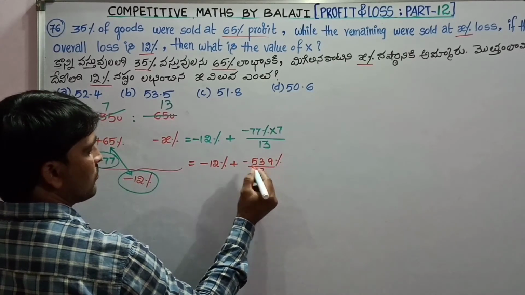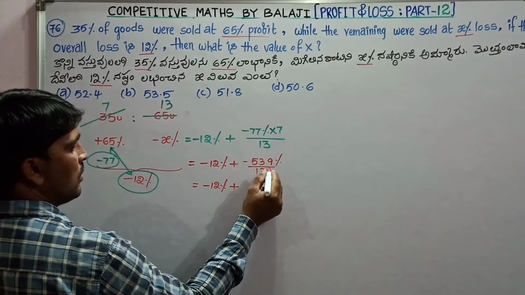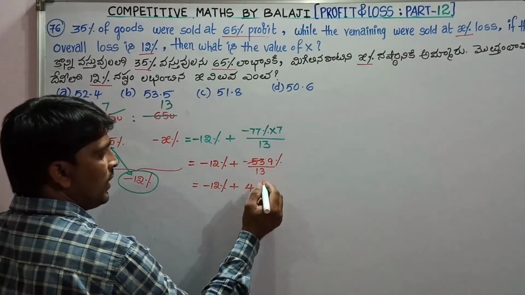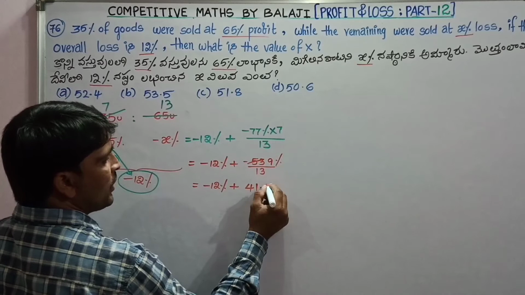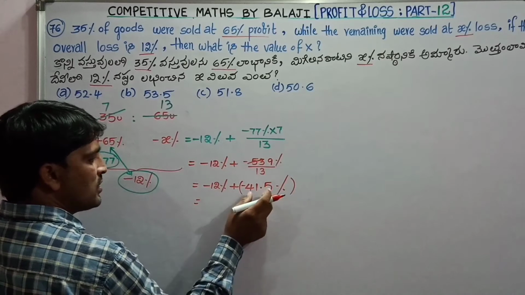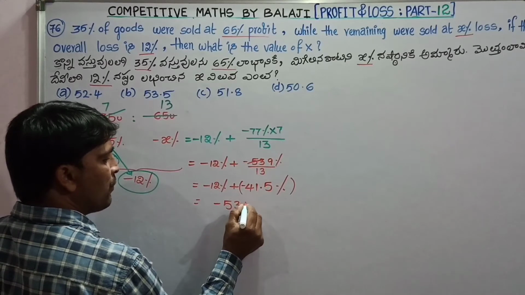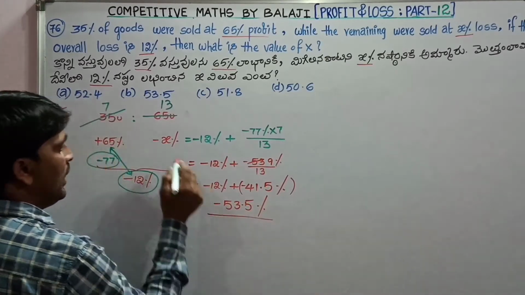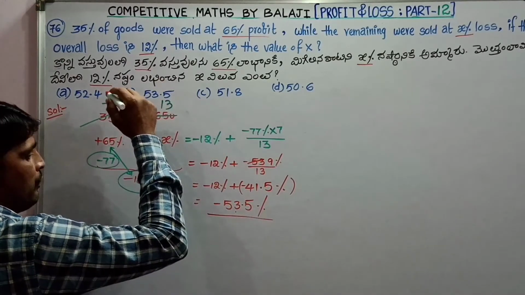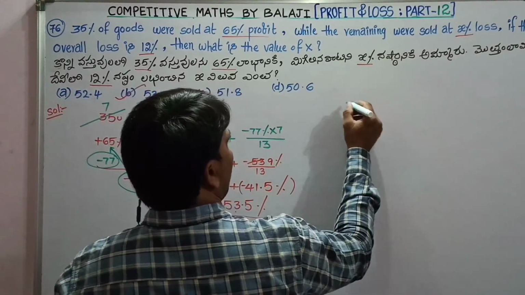539% by 13, that is minus 12% plus. 13 ones are 13, 13 fours are 52, 1 remainder, 1 and 9, 13 ones are 13. Approximately 0.46, that is 41.5% deficiency. Total deficiency is minus 41.5 minus 12, minus 53.5%. So X% is nothing but 53.5%. So X value is 53.5. So the answer is B. Let us see it by another method. Method 2.